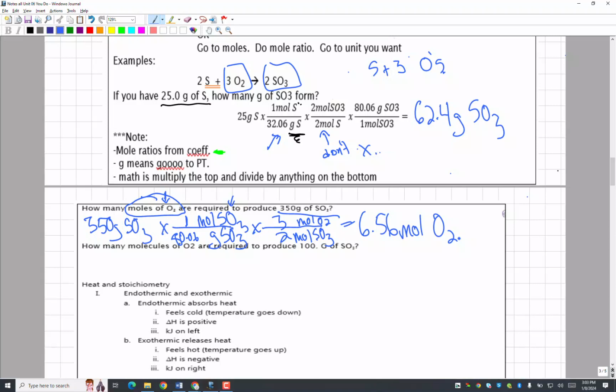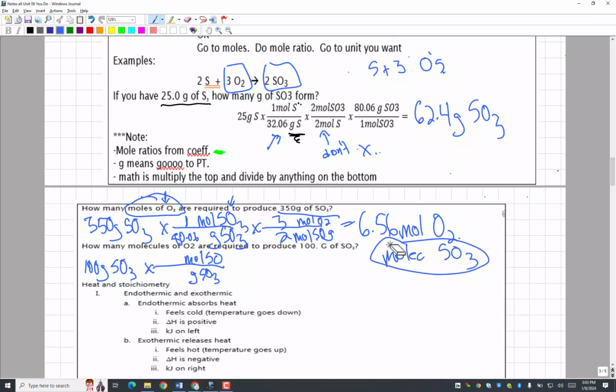How many molecules of O2 are required to produce 100 grams of SO3? This is my bonus question, only because you're in the smartest chemistry class at LTHS. Do you do this? Not on the test is what I'm telling you. 100 grams of SO3. Always go through moles. I'm trying to get molecules of O2.